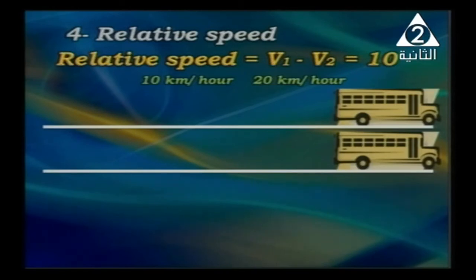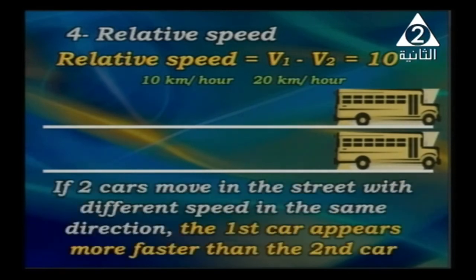Why do we have minus here? Because they move in the same direction. Don't forget this, this information is very important. If I have two bodies that move in the same direction, we have minus. V1 minus V2 equals 10. And here we have the rule: if two cars move in the street with different speeds and in the same direction, the first car appears faster than the second car.